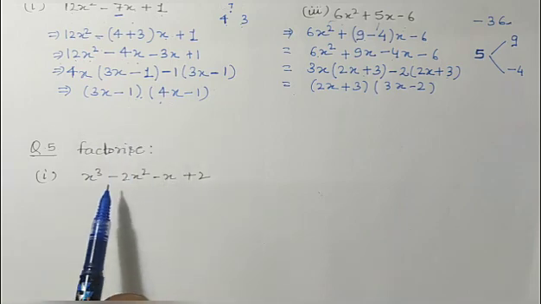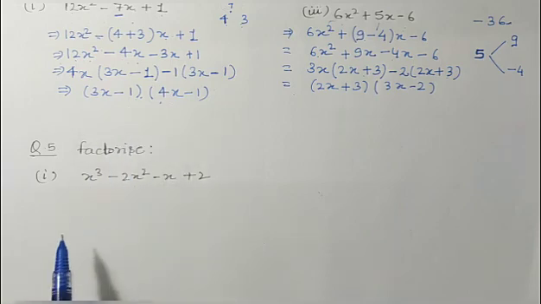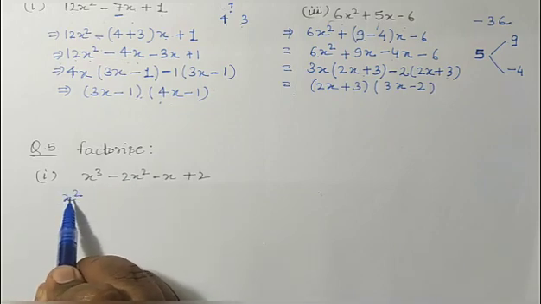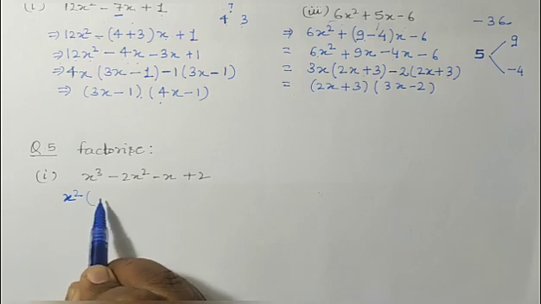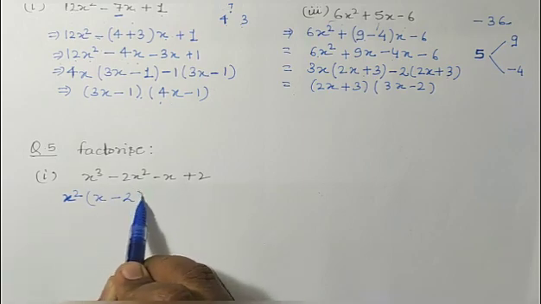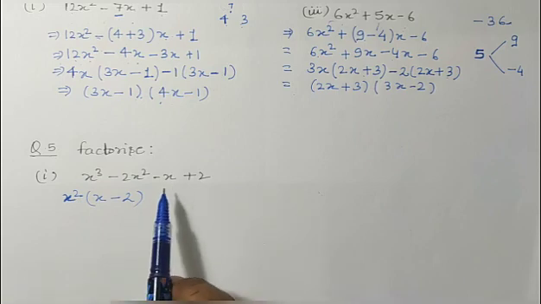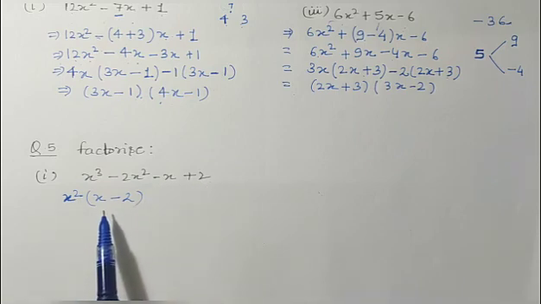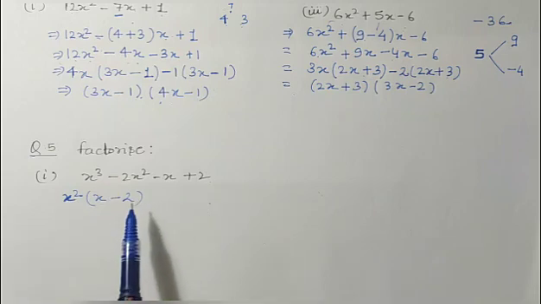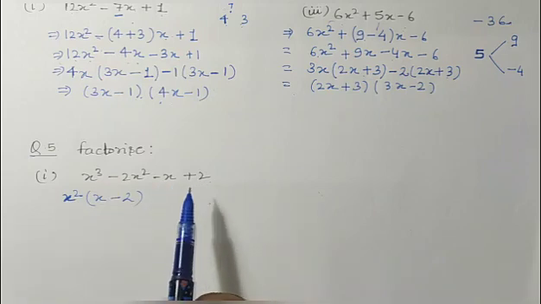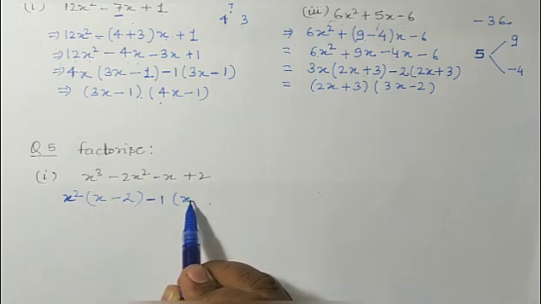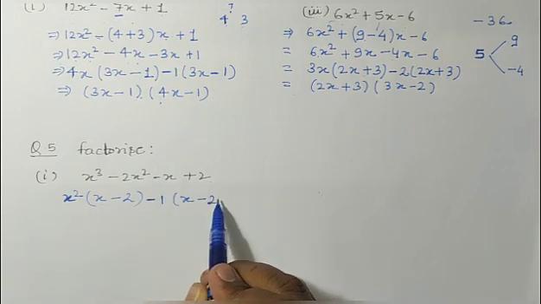So see students, in the first two terms, what can we take common? x square. Maximum we can take common as x square. So what is left? x from here, and minus 2 from here. In the last two, we will try to bring the same term as here. So what can we take common from here? If we take common as minus 1, here it will be positive and here it will be negative.